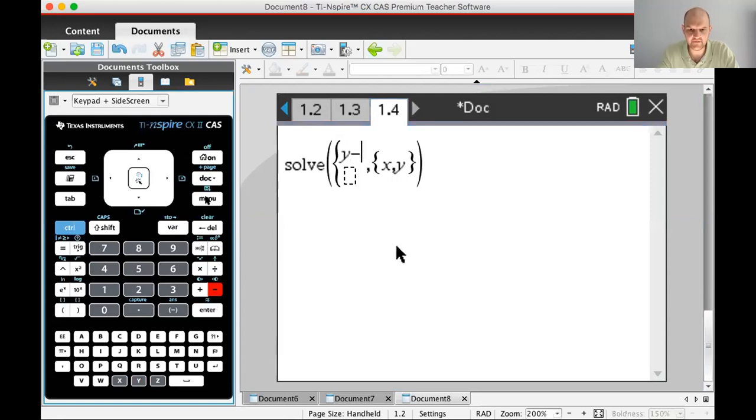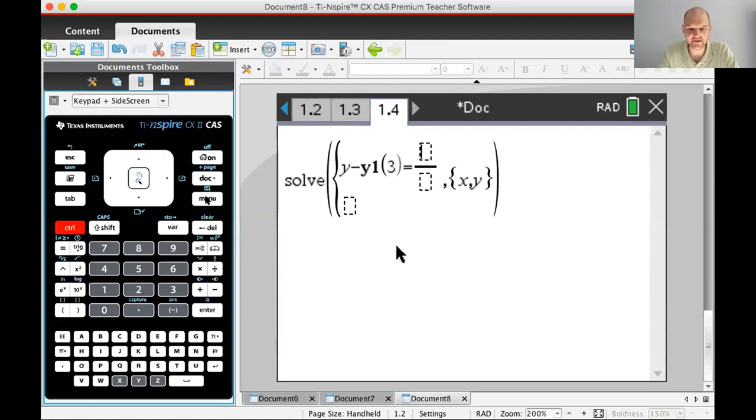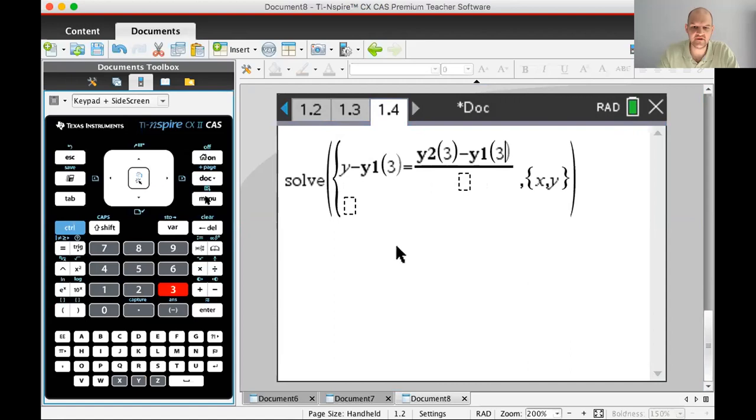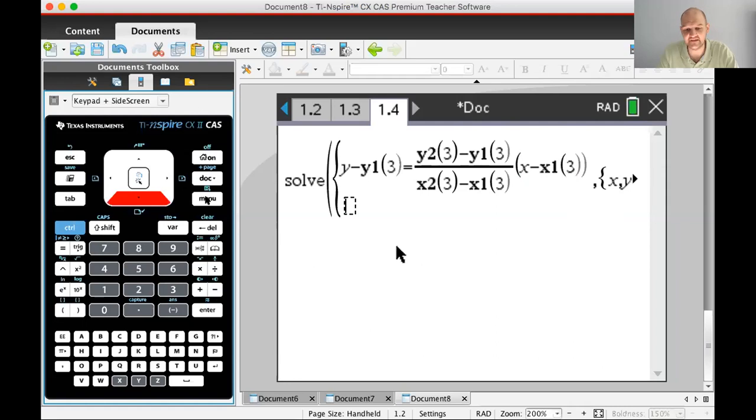So I'm going to say y minus y1 of 3 equals y2 of 3 minus y1 of 3 over x2 of 3 minus x1 of 3, quantity, x minus x1 of 3. That, I think, is the equation of the line. And then x squared plus y squared equals 400. And then we're solving for x and y.